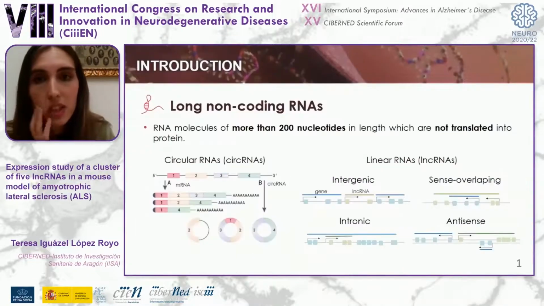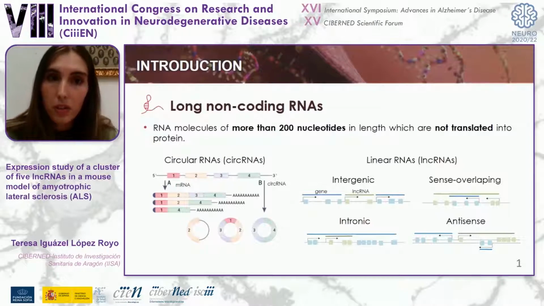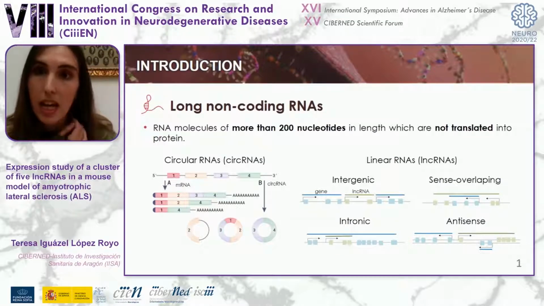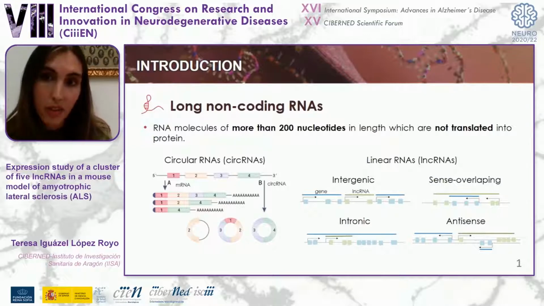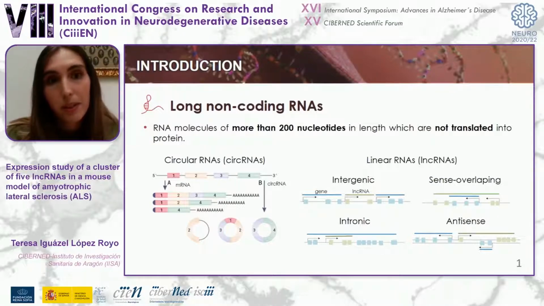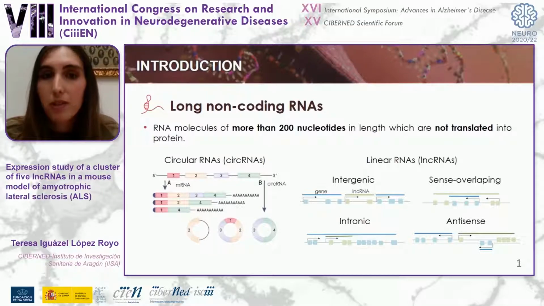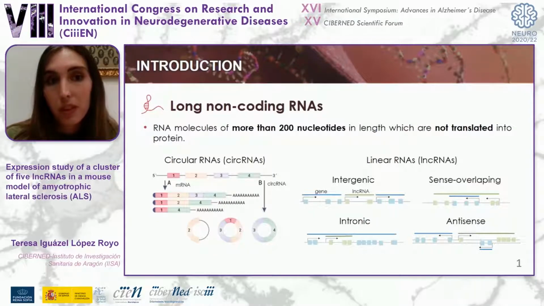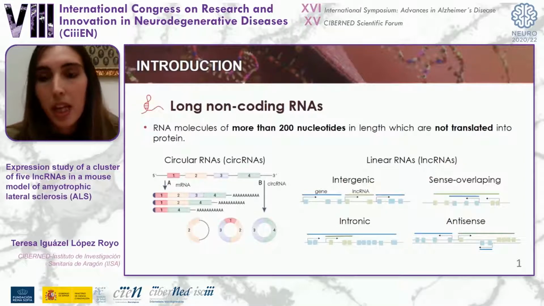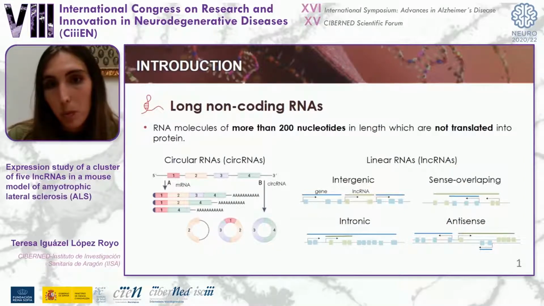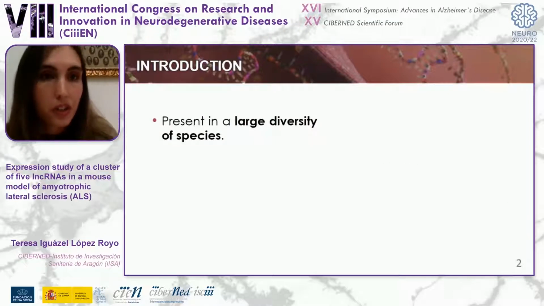First of all, I'm going to start with a brief introduction of what non-encoding RNAs are, since they are relatively recently discovered molecules, and maybe some of you may be unfamiliar. As their name suggests, non-encoding RNAs are RNA molecules of more than 200 nucleotides in length, which are not translated into proteins. They can be classified into circular RNAs and linear RNAs. These last are the ones I focus my work on, and they can be further divided into intergenic, intronic, sense-overlapping, or antisense RNAs.